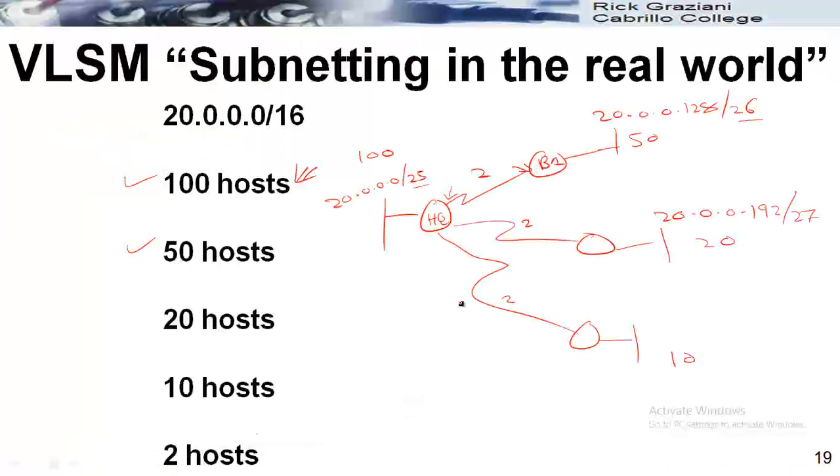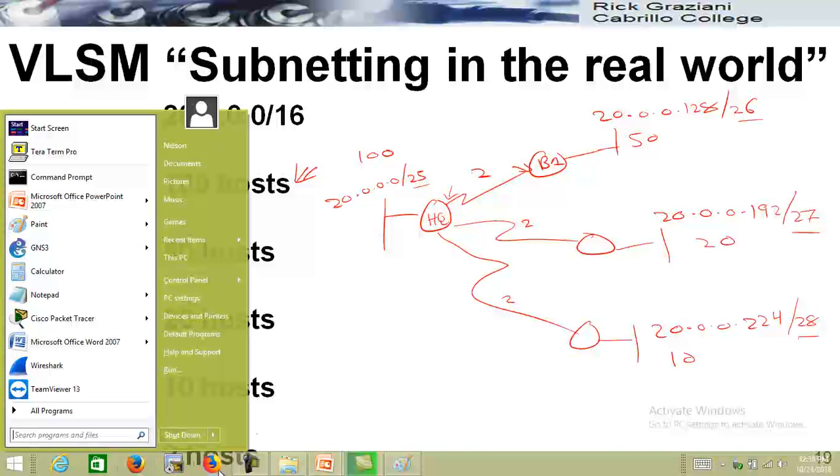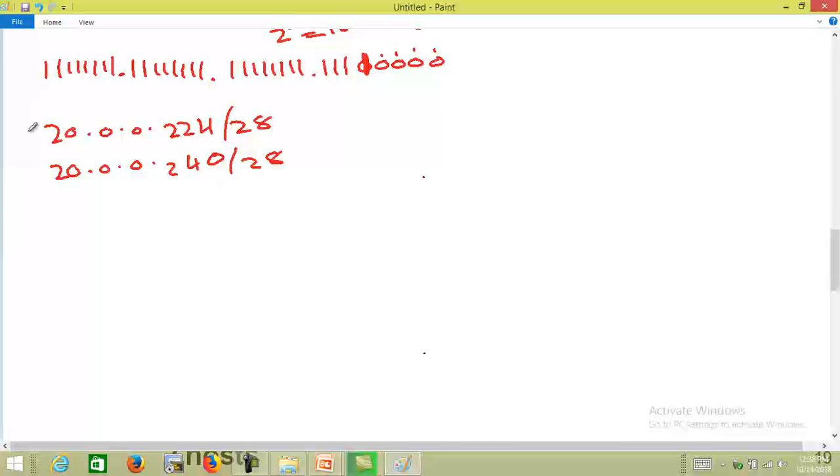So come here, then we have 20.0.0.224/28. You can see how the variable subnet mask is coming about. So we are done with that. So that subnet is gone.